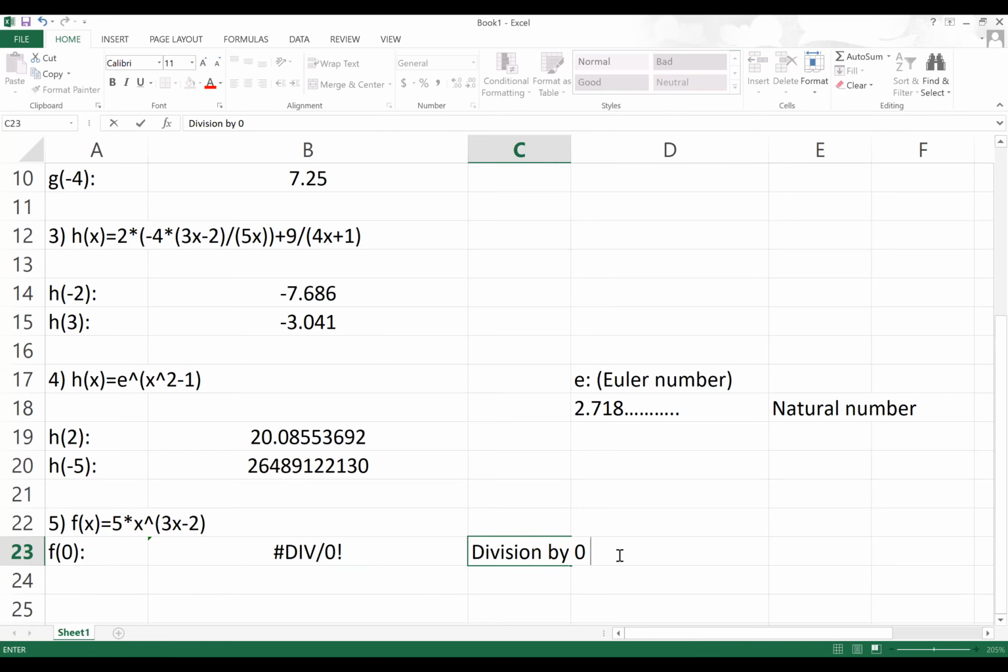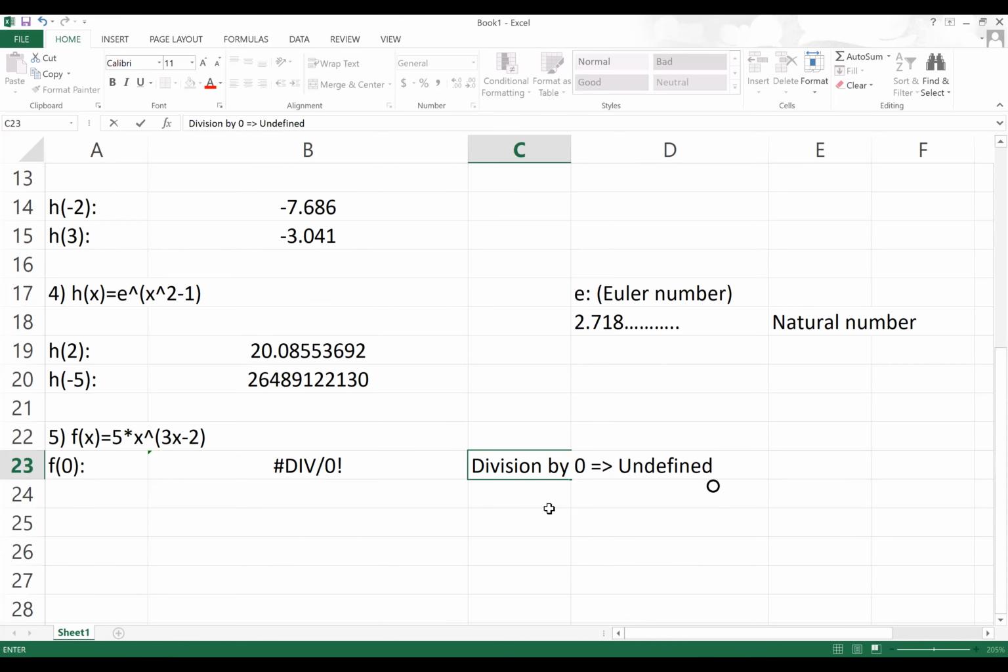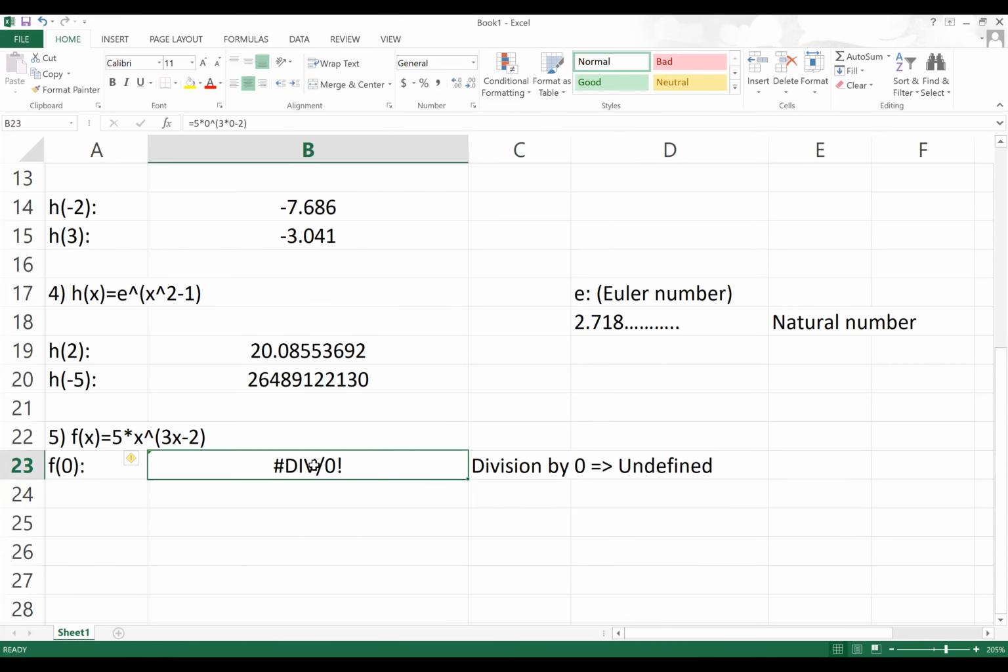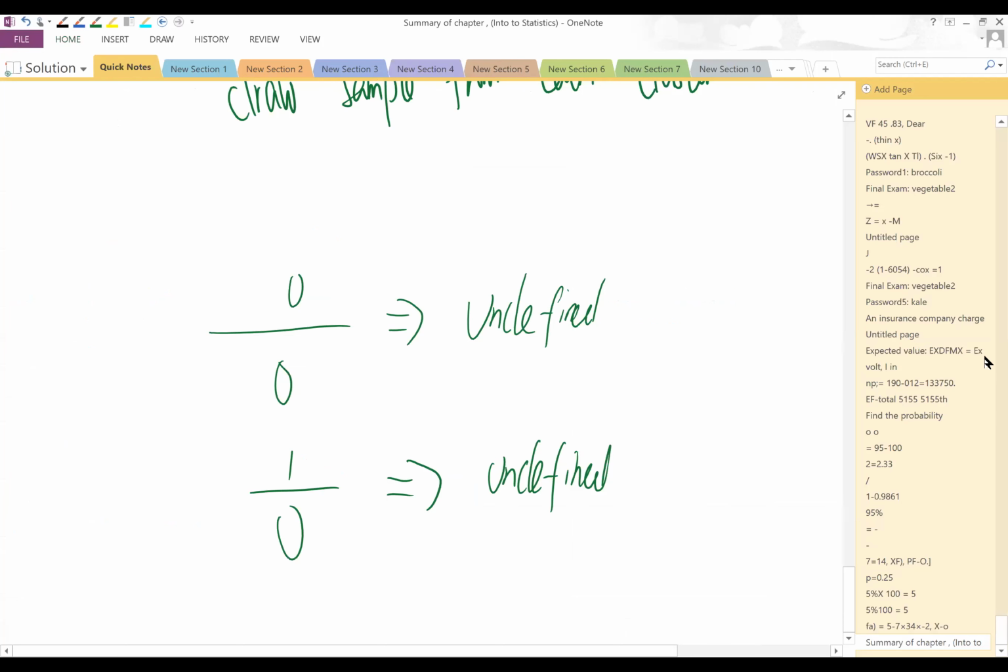Again, so this is undefined. Okay. So this is f of 0, because 0 raised to this negative 2 power... 0 cannot be raised to negative powers, right? I can show you why this is not working.